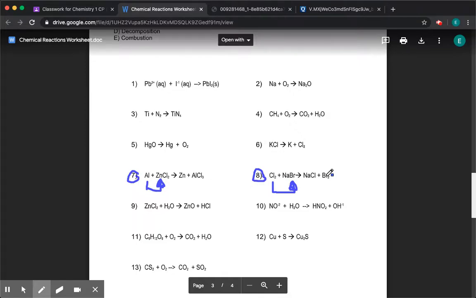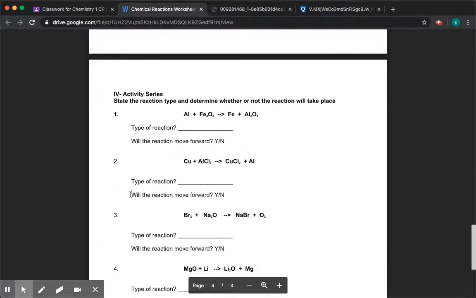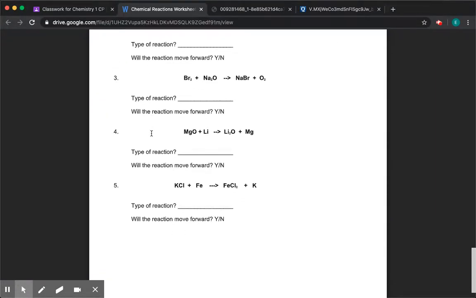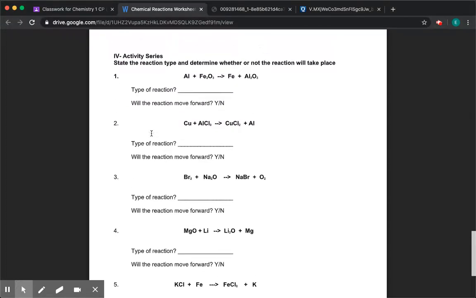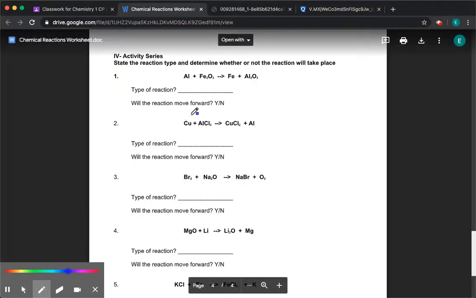You're going to be looking at a few reactions and you're going to tell me, is the reaction going to happen? Yes or no. And you can figure that out based off the activity series. Okay? That's how you know if the reaction is going to happen. And I'll do one with you where it doesn't happen. Okay. So the type of reaction, you should all know what the type of reaction is. It's what we're going over today. It's the one we highlighted in the beginning. So that's the type of reaction. And will the reaction move forward? Yes or no? You just need to look at the activity series and the elements involved. So I'm going to do number 2 because I know for a fact number 2 cannot happen.